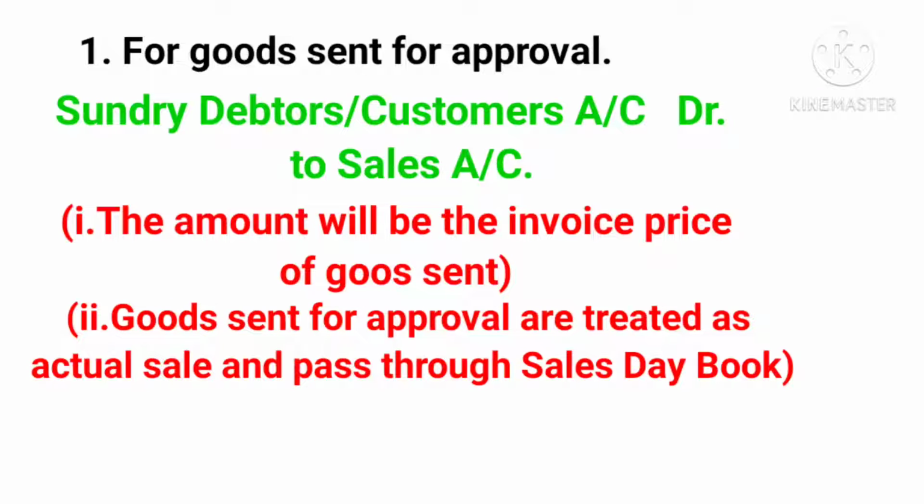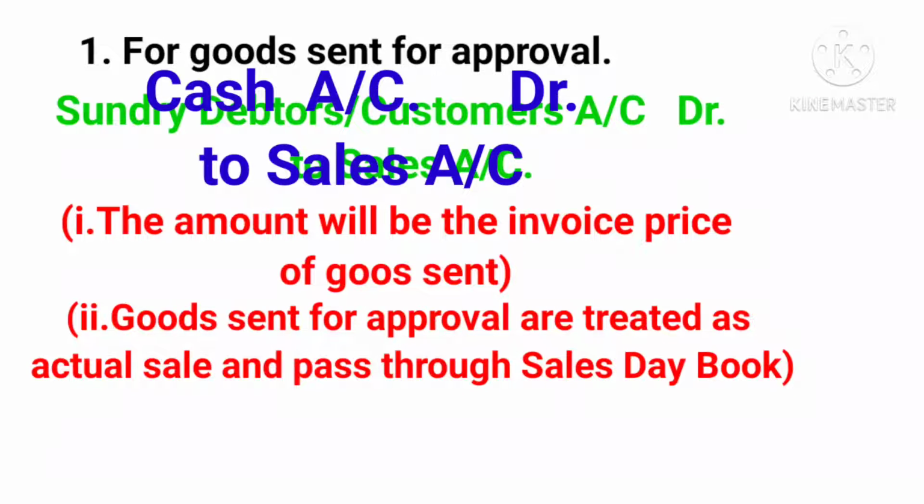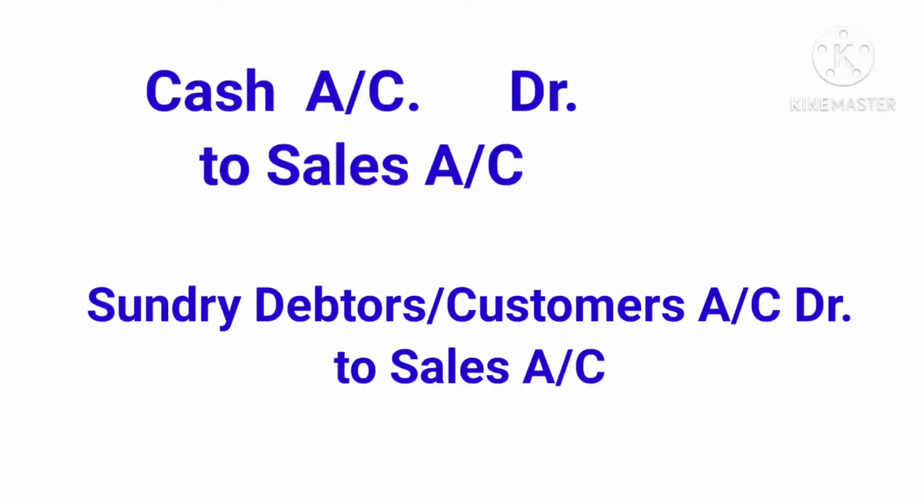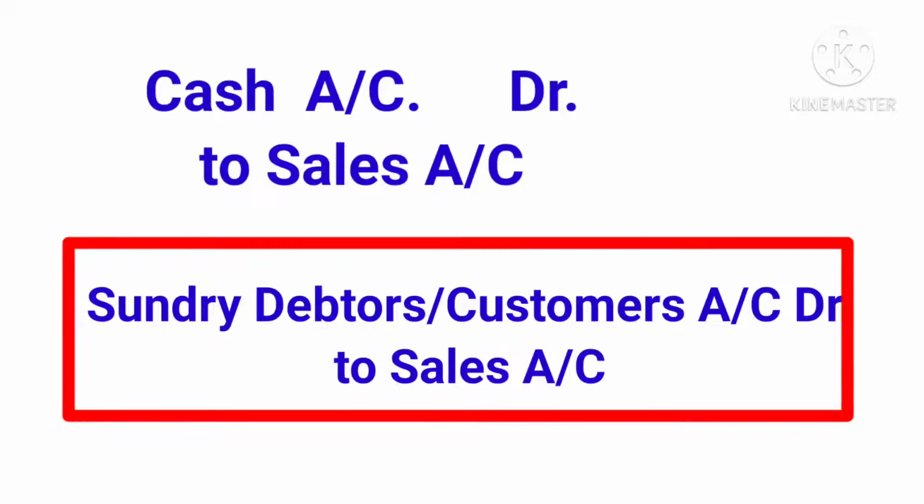and the amount will be the invoice price of goods sent. In case of a few transactions, goods sent for approval are treated as actual sales and pass through the sales account. We know in business there are two types of sales. One is cash sale and the other is credit sale. In case of cash sale, the journal entries are made as cash account debit to sales account, and in case of credit sale, sundry debtors or customer account debit to sales account. Here the transactions are recorded as credit sale.